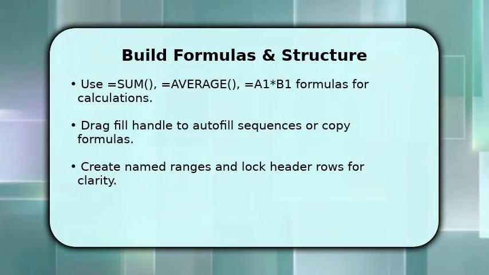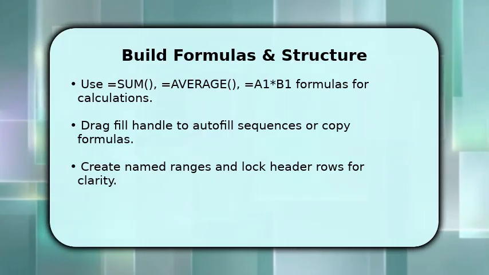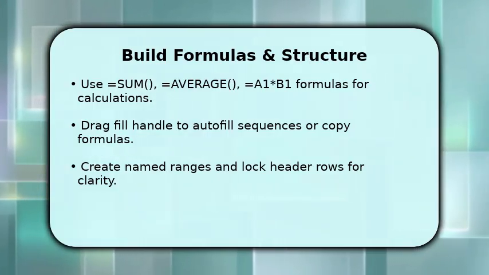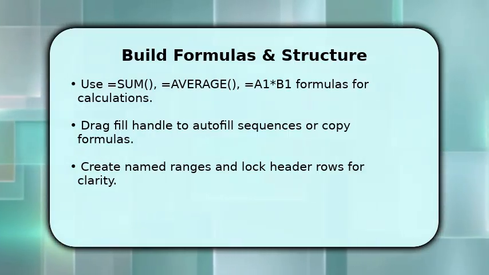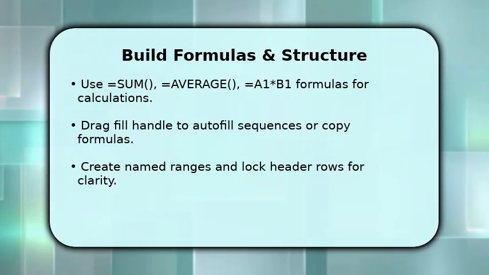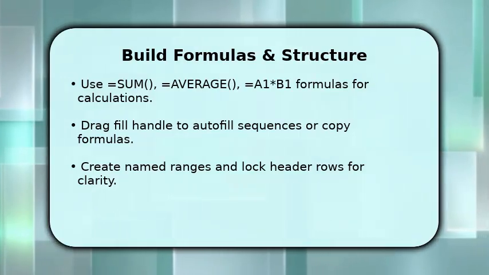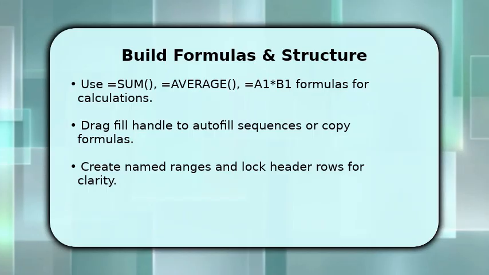Once your table is formatted, add calculations. Type equals SUM, then select a range, or use equals A2 asterisk B2 for row-by-row math. Numbers auto-suggests functions to speed entry. Make sure to use cell references instead of hard numbers so updates propagate.